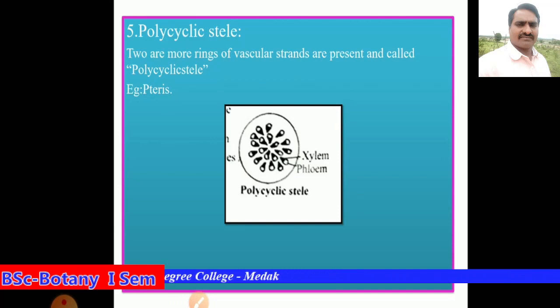Next, solenostele. Only one leaf gap is present in the siphonostele. The type of stele is called solenostele. This solenostele is again ectophloic solenostele or amphiphloic solenostele. Next, dictyostele. Where the leaf gaps are more than one, the xylem and phloem are divided into many groups. The type of stele is dictyostele. In dictyostele, each stele is called meristele, right?